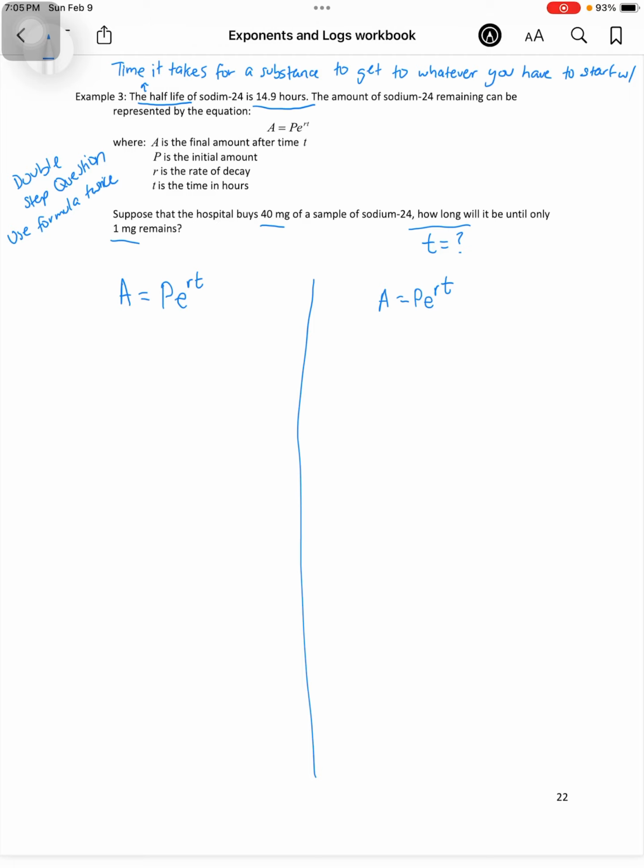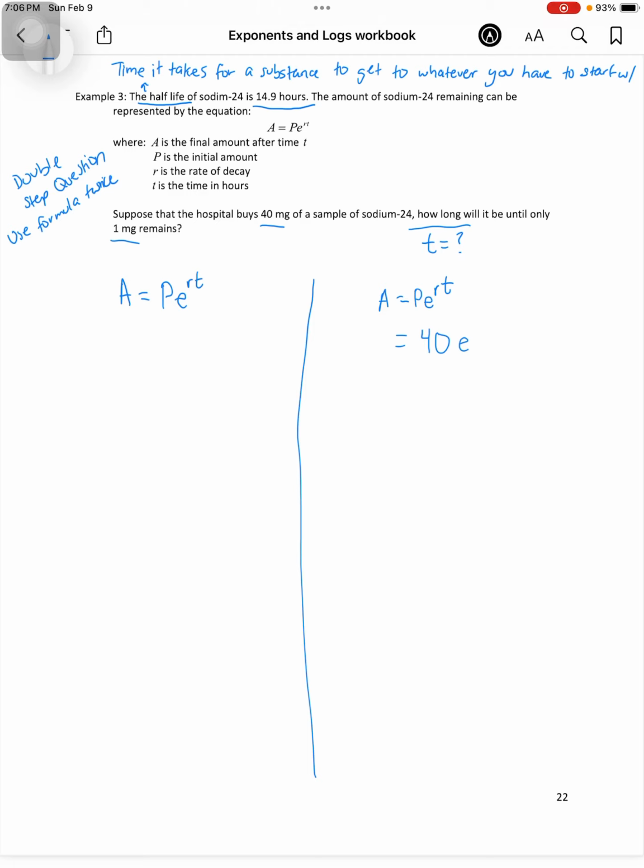So here, suppose that the hospital buys 40 milligrams of sodium. And how long will it be until only 1 remains? So from the sound of it, we started off with 40, and our goal is to find out how long until it hits 1. So relating these numbers to the variables they gave us, where can we fit those in? We started off with 40, and looking at our variable list, P is the initial amount. Initial is the same thing as starting. So that means our P value is going to be 40. Oh my gosh, I thought my Apple Pencil died, but that's my finger hitting the iPad. So 40 times e, because e is going to stay the same.